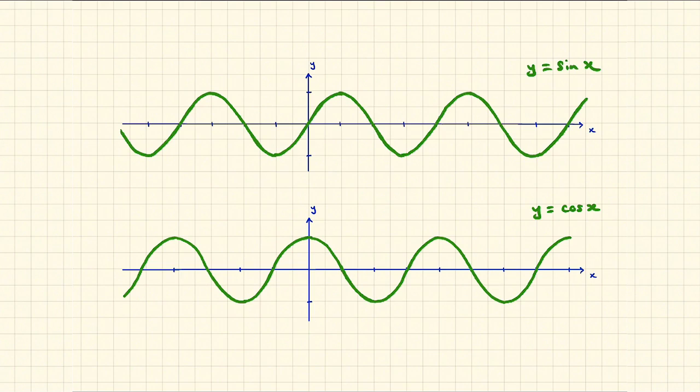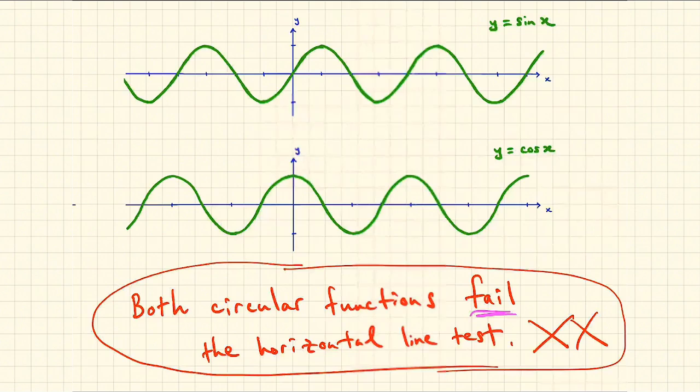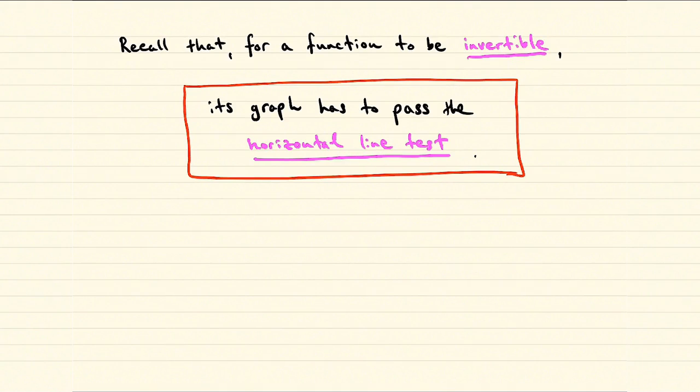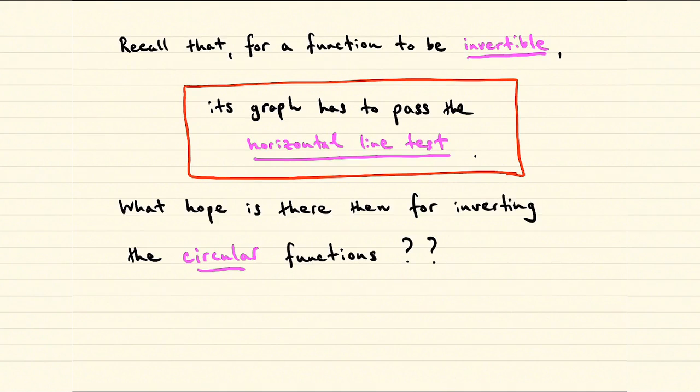Graphs of all functions automatically satisfy the vertical line test. What about the horizontal line test in these cases? In fact, any horizontal line that touches either graph passes through infinitely many points. So the horizontal line test fails spectacularly for both graphs. Remember, for a function to be invertible, we need the graph to pass the horizontal line test. So neither of these look like they have any hope of being invertible.